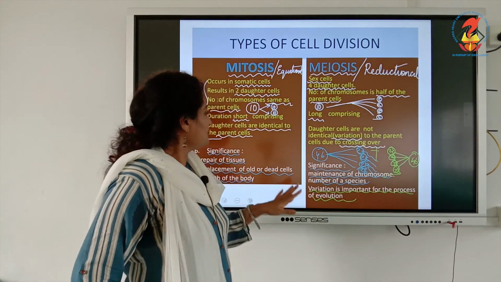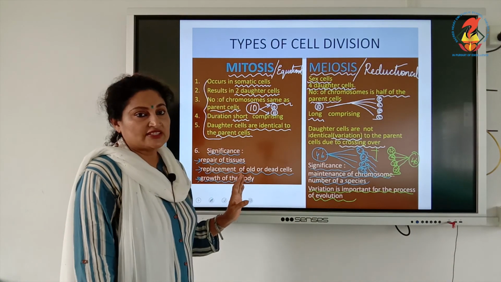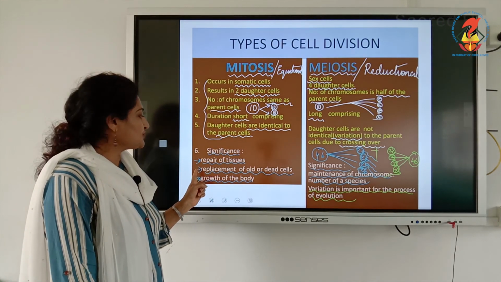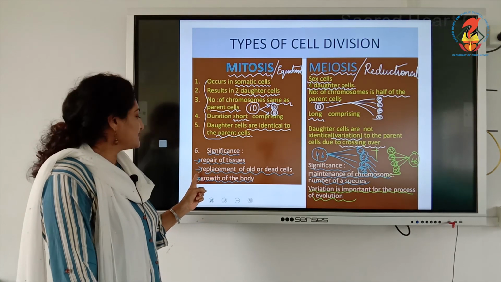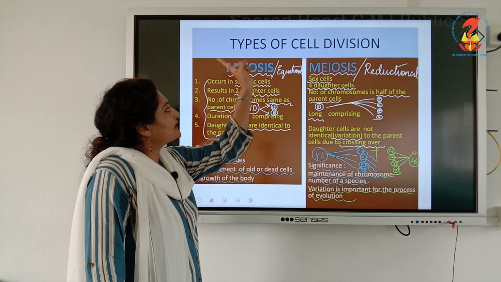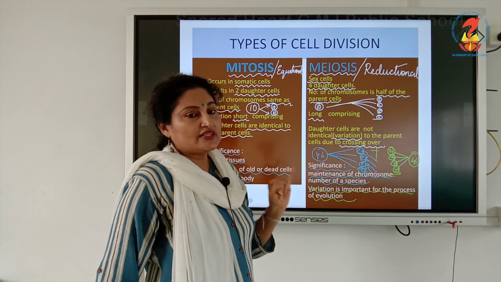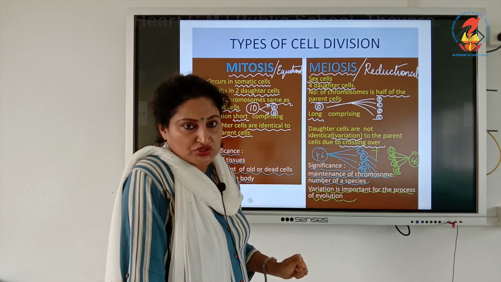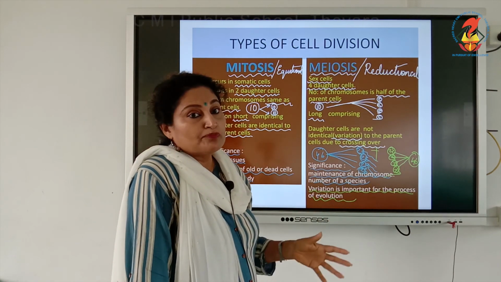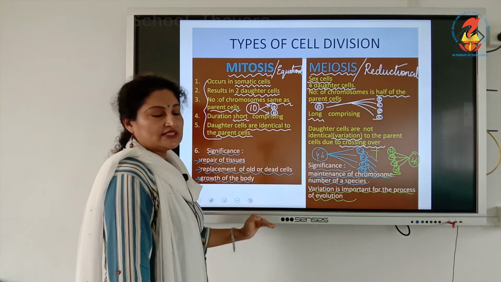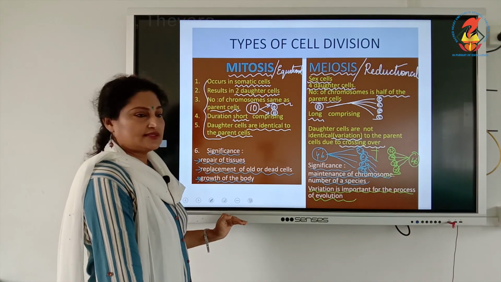Clear? So, once again, the last point is dealing with the significance. The significance of mitosis is that it helps in the repair of tissues, replacement of old and dead cells, and also helps in the growth of the body. This is the significance of mitosis. And for meiosis, there are two important significances. One is the maintenance of chromosome number of a particular species, and lastly, variation is important in the process of evolution. Clear? I hope you will note down these 6 points and learn them as they are.